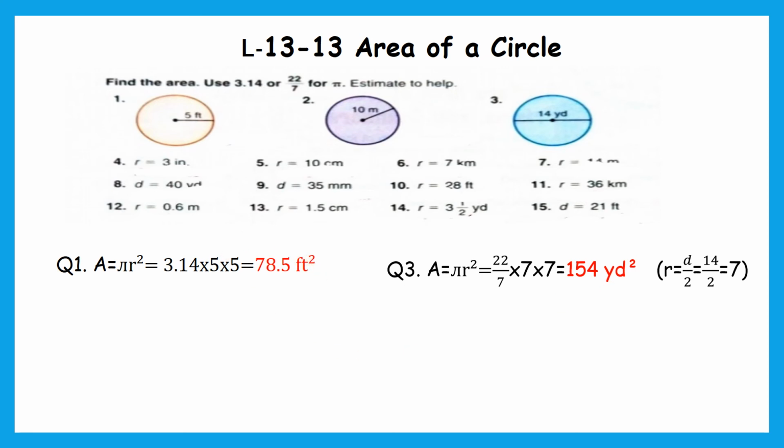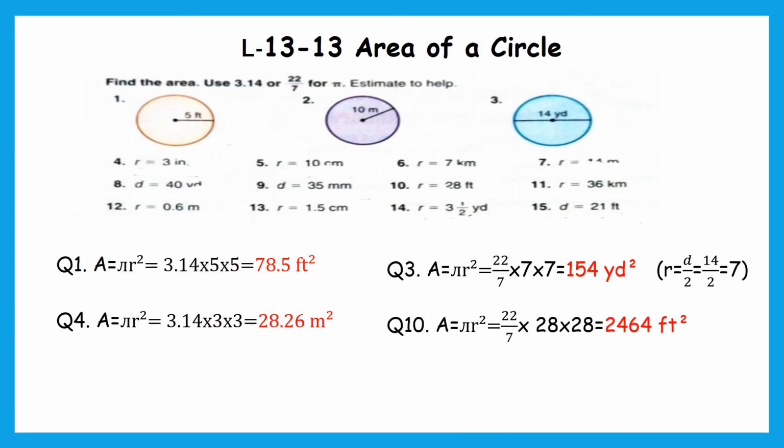The next one is question number 4. In this one, 3 is given. Then you use 3.14 multiplied by 3 into 3. What is the answer? 28.26 meter square. Then you can see question number 10.